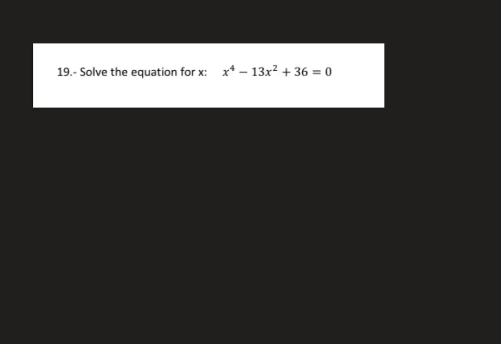All right, we're on the home stretch of this test review. So let's look at question 19. Okay, so for this question, we need to solve the equation for x. We're going to use u substitution. Now, I'm going to always let u equal that middle variable, so u is x squared. And then we square our u, we get x to the 4th. Okay, so then we're going to substitute that in. So we've got u squared minus 13u plus 36 equals 0.